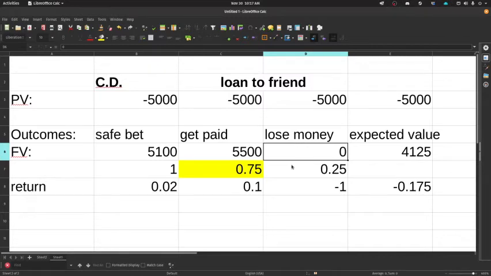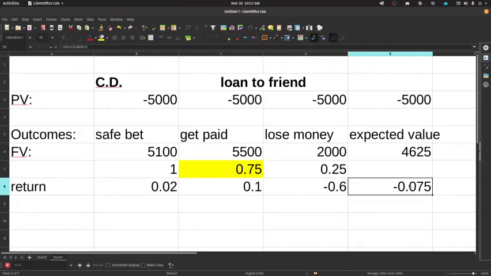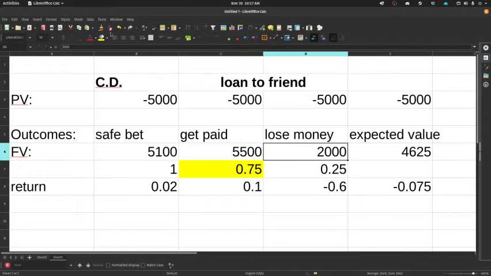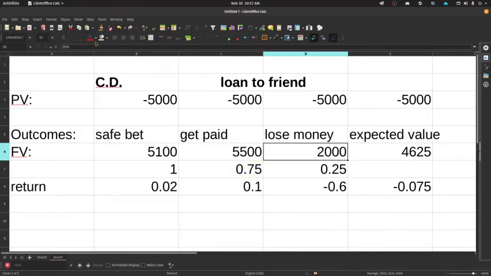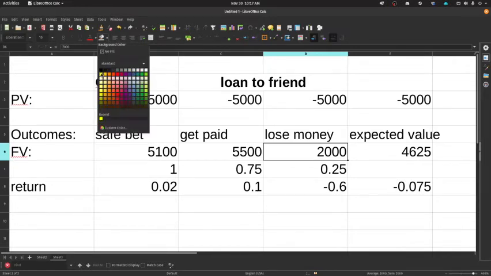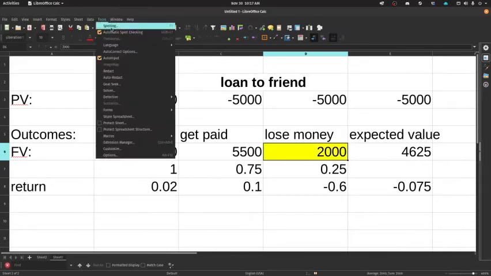Right? And let's just think about what it's going to be worth to you. So if they give you their car and you can sell that car pretty easily for $2,000, in this case, you're still losing money, but you're doing a much better job. So let's, just to clarify what cell we're changing, let's highlight this guy. Let's use Solver again.